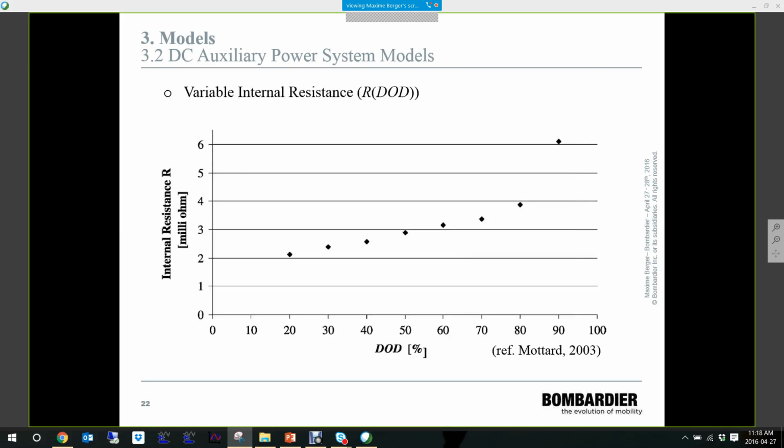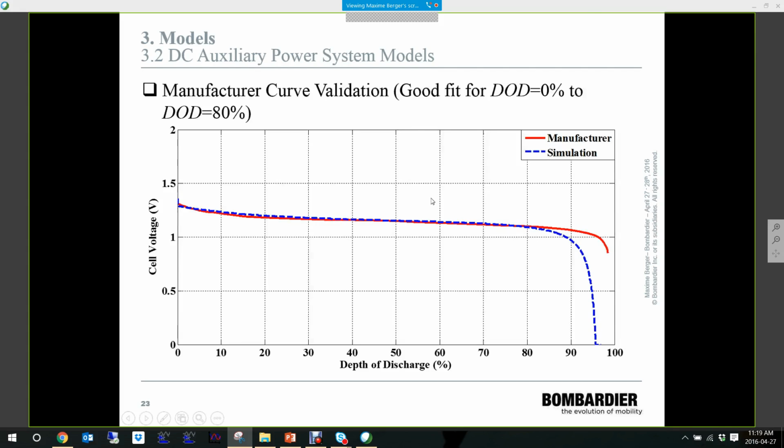And finally, the variable internal resistance is also a function of the depth of discharge, and it is what we can see here. We can see that as the depth of discharge of the battery increases, the internal resistance of the battery also increases. And what is interesting here is that between a depth of discharge of 20% and 80%, the internal battery resistance can double. And all these parameters are taken into account in the EMTP models.